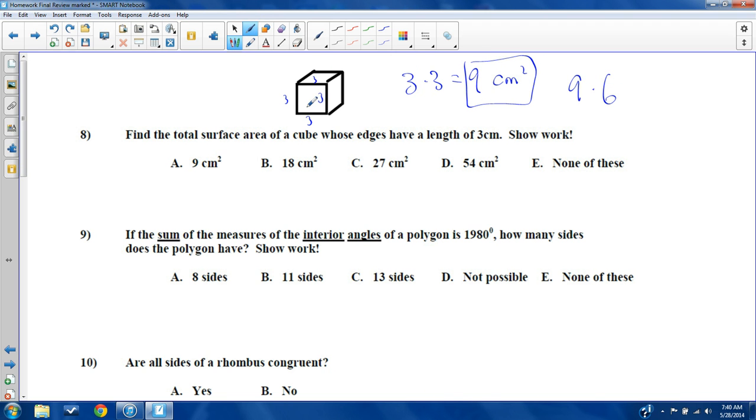1, 2, 3, bottom, back, and left. These are all 9. So that's 54 square centimeters. We could have drawn nets and such. I'll do that in another problem if necessary.